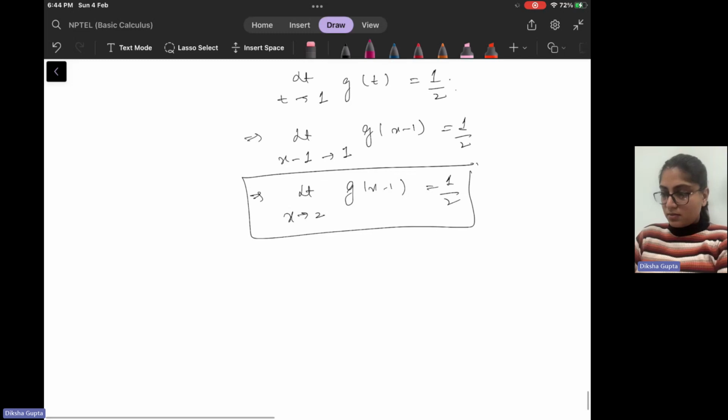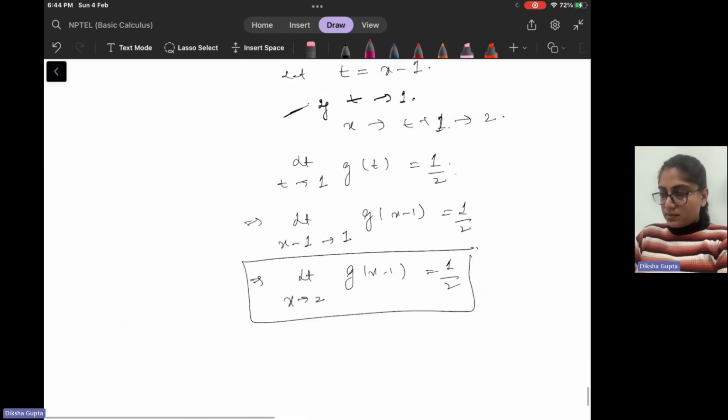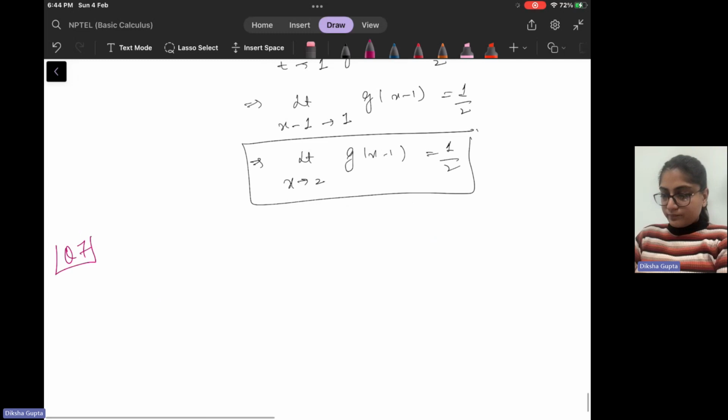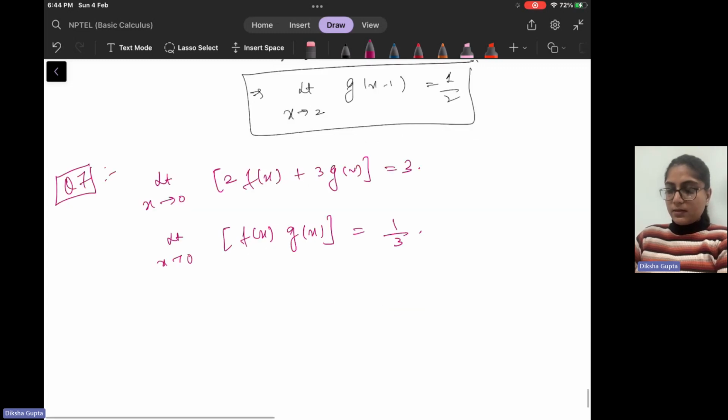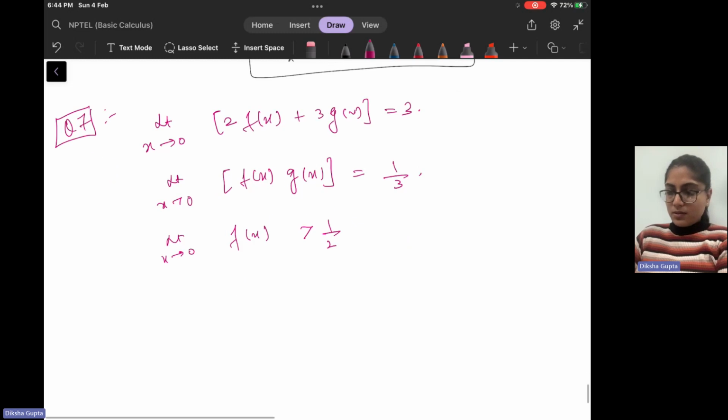This would be question number 7. Again, algebra of limits. Limit x tending to 0 of f(x) plus 3g(x) equals 3. These are the relations that have been given. Limit x tending to 0 of f(x) g(x) equals 1 by 3. Limit x tending to 0 of f(x) is greater than 1 by 2.